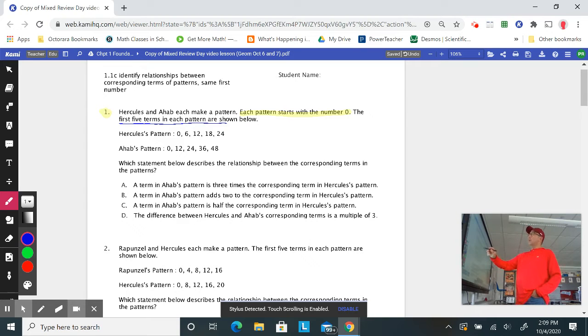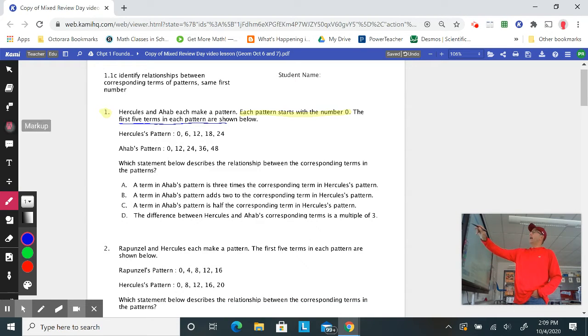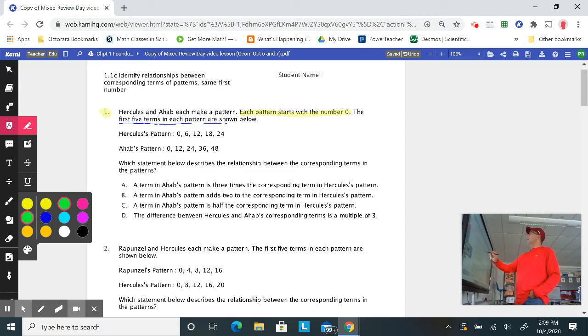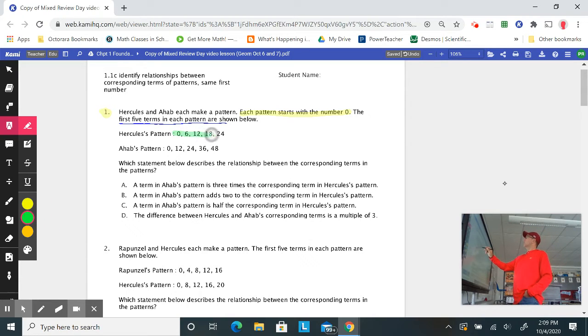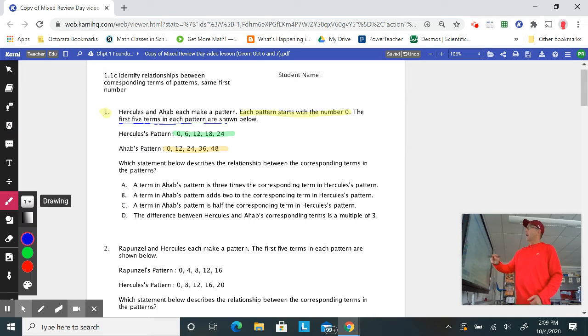So you have the Hercules pattern. I'll highlight that in green. Hercules, right? 0, 6, 12, 18, and 24. Then with orange, you have Ahab: 0, 12, 24, 36, and 48. Now notice that the first term in each one is 0.